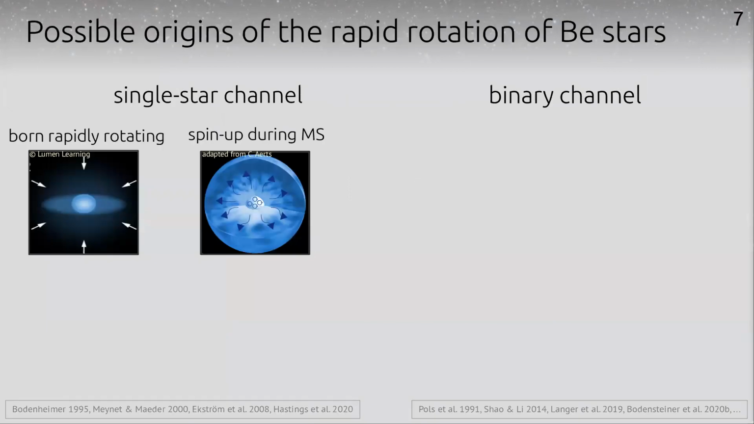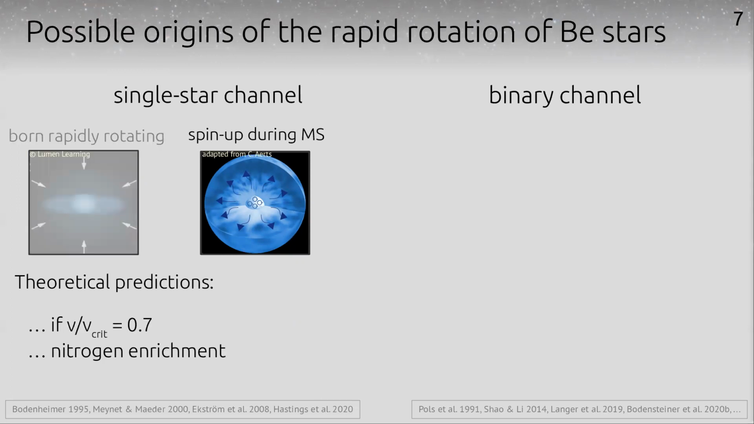There have been different channels that have been proposed in order to explain this rotation. I divide them in 2 groups. I call them the single star channels and the binary channels. First I want to focus on the single star channel, where the idea is either that these stars are born as rapid rotators, but observationally, there's a few arguments that speak against this being the dominant channel.